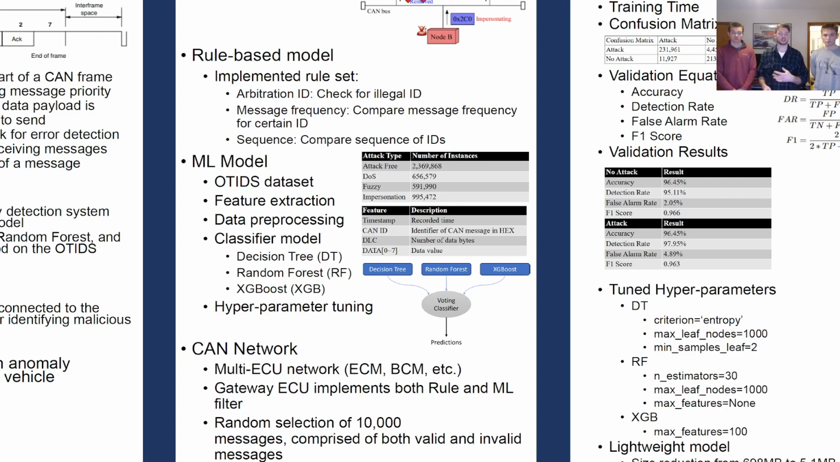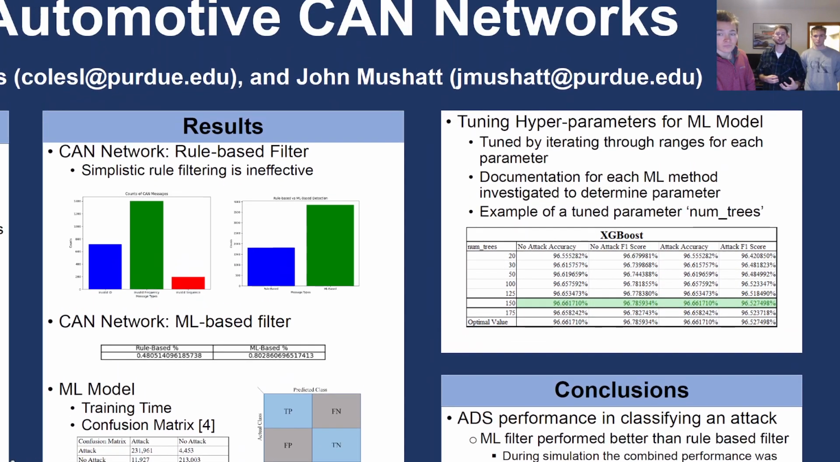And then for the classifier model, this was done similar to the previous research, where we implemented decision tree, random forest, and XGBoost machine learning techniques into an ensemble model. The way that works can be seen in the diagram on the right, where they all feed into it, and then it selects the most voted on prediction. We also did hyperparameter tuning to both increase the accuracy a little bit, but mostly to reduce the model size so it can fit on an ECU.